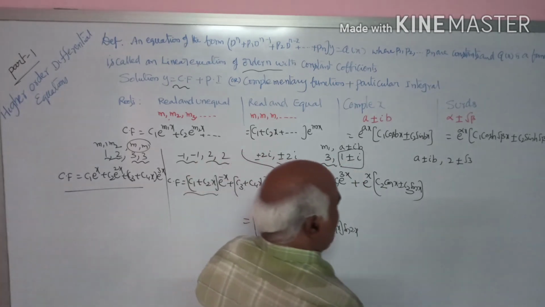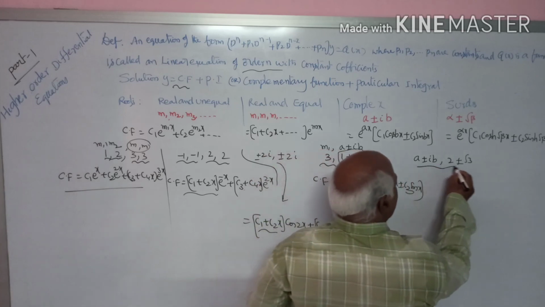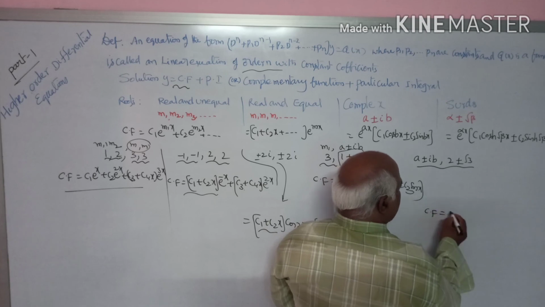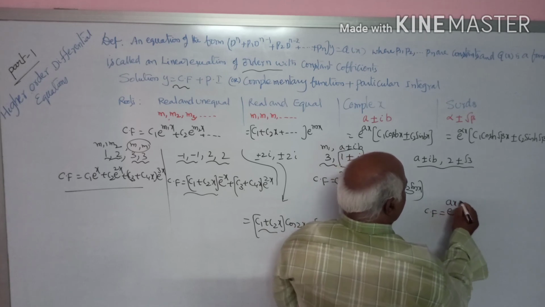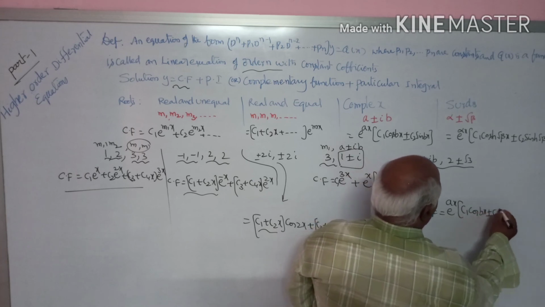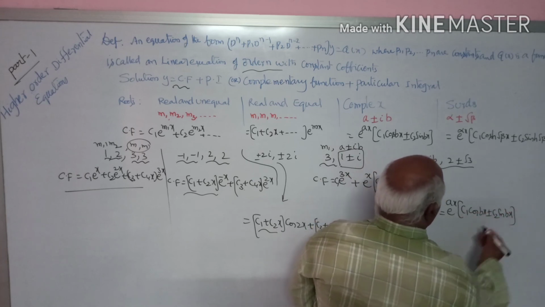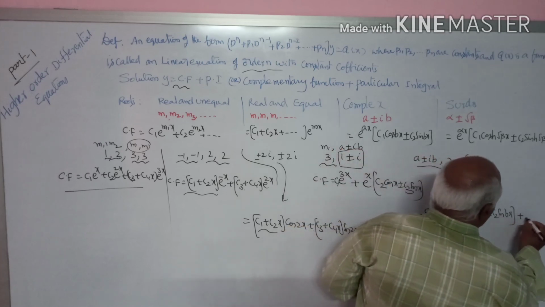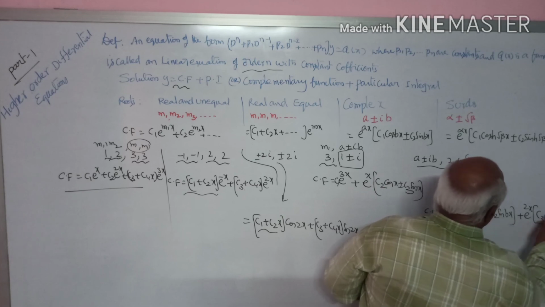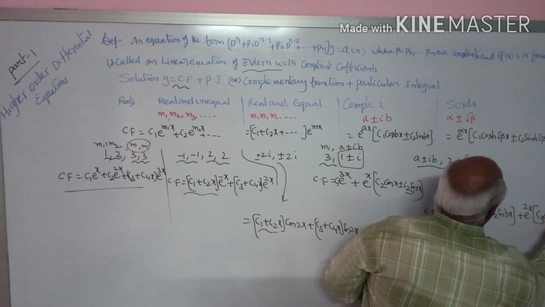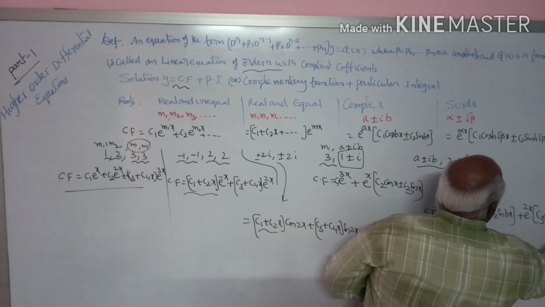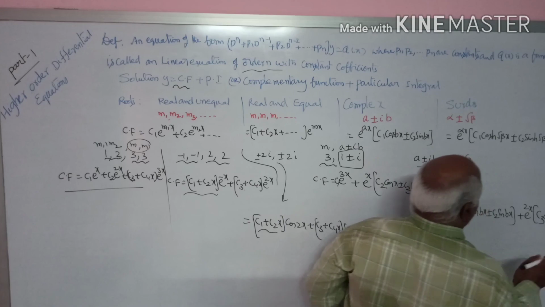Next, come to one complex, one surd. You can write the complementary function equal to, what is the complex form? E to the power of ax into c1 cos bx plus or minus c2 sin bx is the complex form. Next, the surd form is e to the power of 2x into c3 cosh root 3x plus or minus c4 sinh root 3x. This is the surd form.